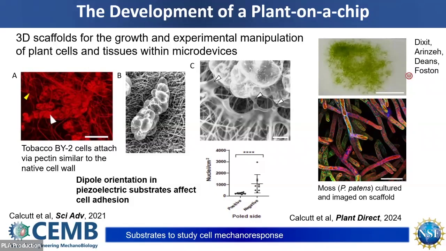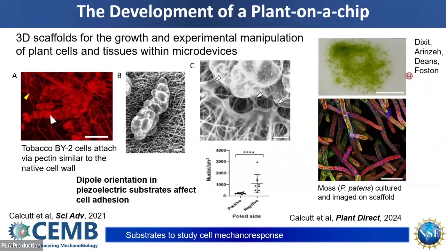So it was developing a scaffold to which these cells could attach. And that was quite interesting. Depending on the plant cells used, in this case we were using tobacco BY2 cells. They're normally grown in suspension cultures. You maybe can put some things in agar, but generally they're in suspension cultures.